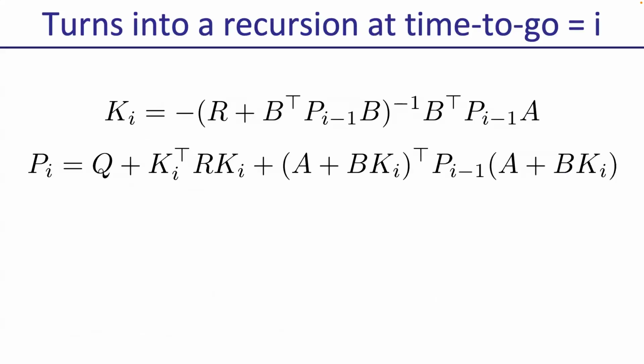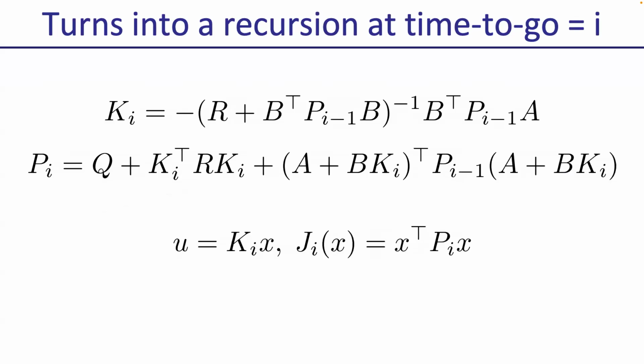And so we're just saying that k_i is this linear function of A, B, and P_{i-1}, and P_i is a function of k_i, Q, R, A, B, and P_{i-1}. Right? And then you can repeat this for P_{i-2}, or you can repeat this for increasing k_i and increasing P_i to go all the way back. So you essentially form a recursion.